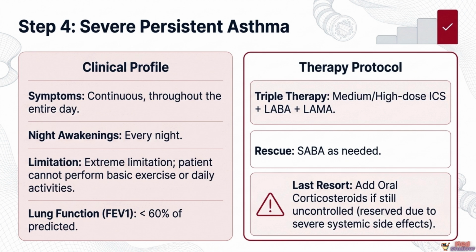If the patient remains uncontrolled on full triple therapy, the last resort option is adding oral corticosteroids. However, this is reserved as a final option due to the severe systemic side effect profile of oral steroids, including diabetes, osteoporosis, cataracts, and adrenal suppression.